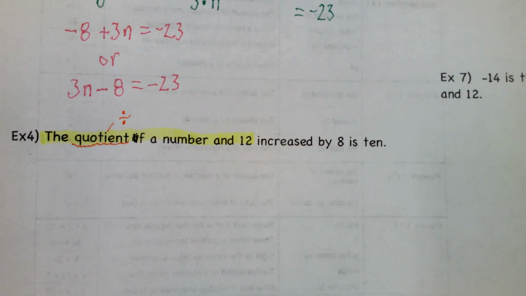What is that telling us to do? Well, I know quotient is divide. What am I dividing? 12 with what? Yeah, n over 12. It's telling me to divide n by 12. n divided by 12.